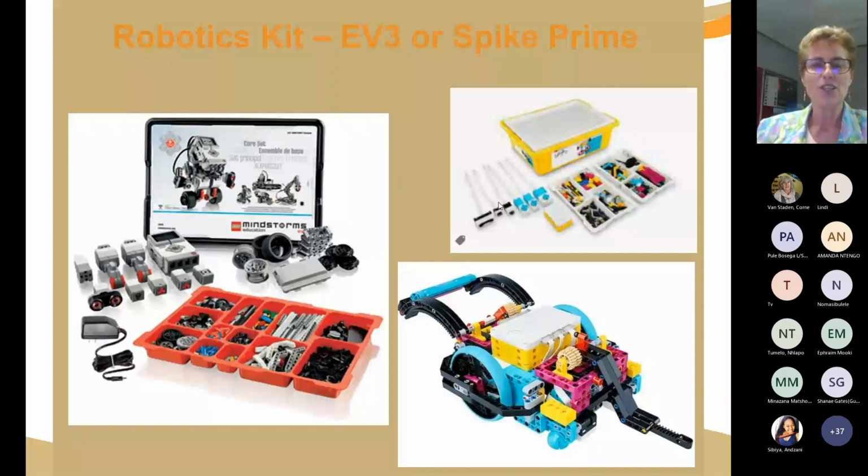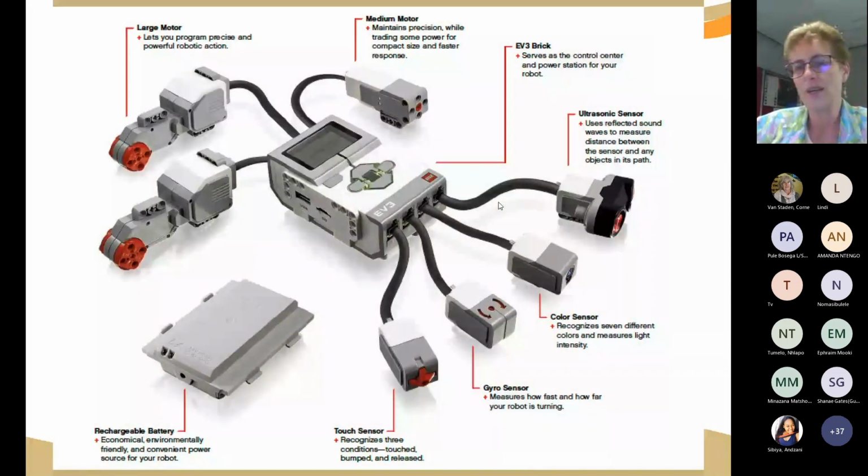So where do you connect things? This is an EV3 brain, and then we have motors. We have 2 large motors and a medium motor. The large motors are used to make the robot move forward and backwards, whereas the medium motor will probably be used to lift an arm or to have a gripper.